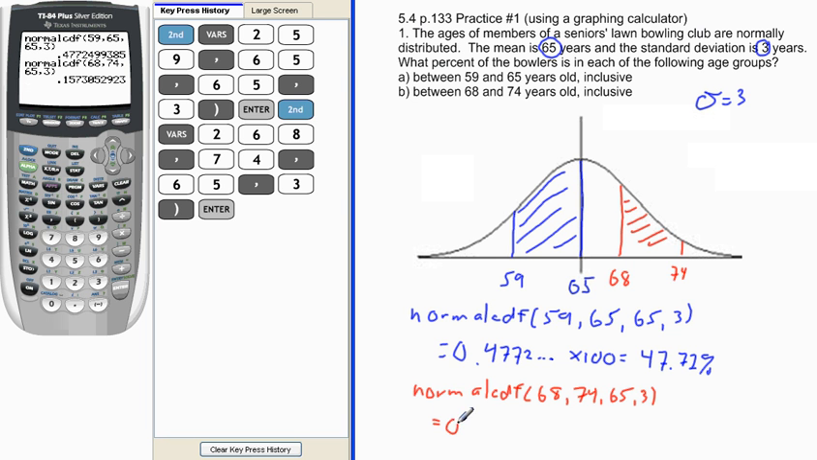and we get approximately 0.1573. Again, to make it a percent, we would multiply that by 100, and we would get approximately 15.73%.